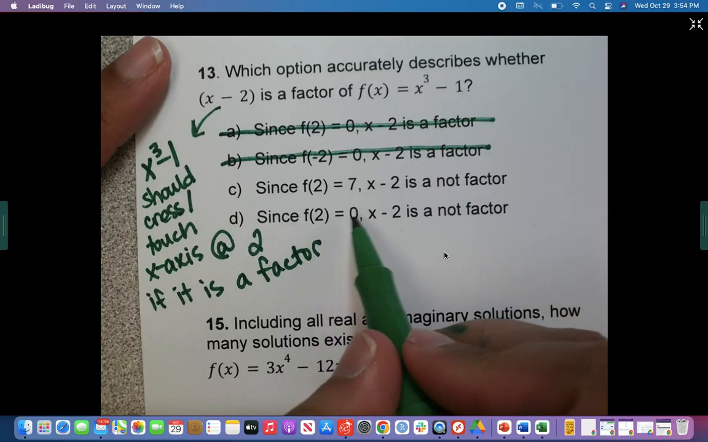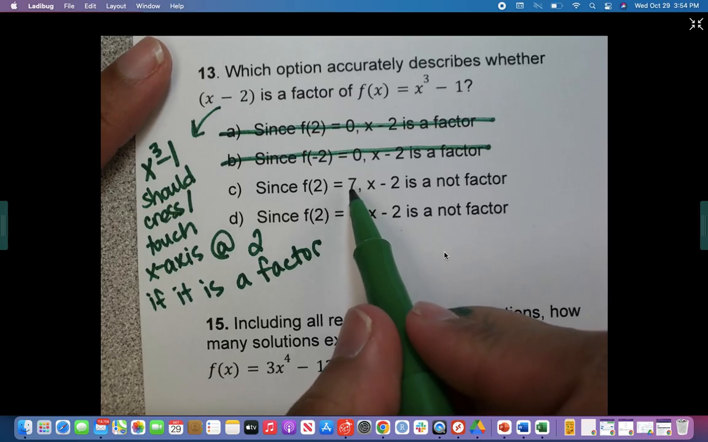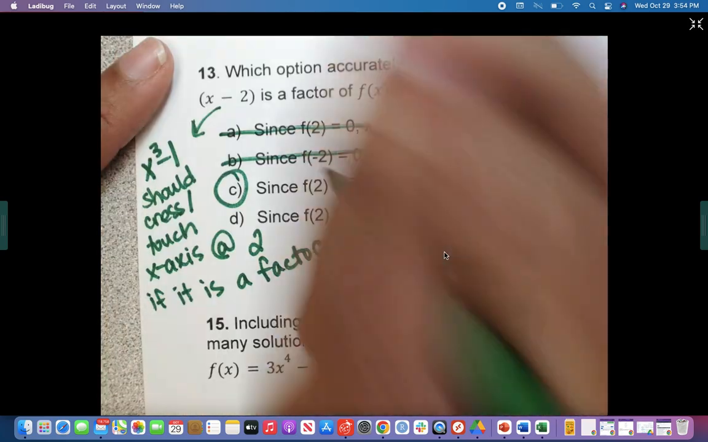So this is saying f of 2 equals 0. That would mean that it is a factor. This is saying that f of 2 equals 7. That would mean that it is not a factor. So we're going to go with that one.